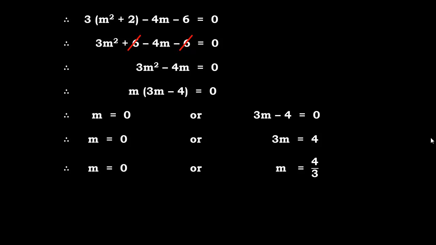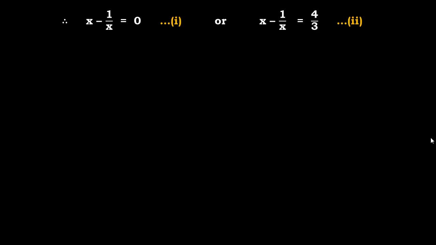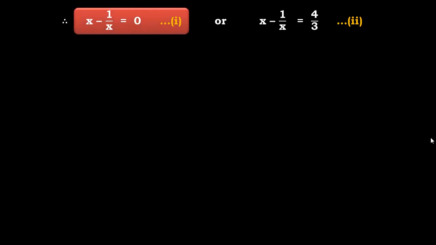See, this is the value of m, but we have to find the value of x. So, resubstituting m is equal to x minus 1 by x, we get, see, x minus 1 upon x is equal to 0, equation number 1, or x minus 1 upon x is equal to 4 upon 3, equation number 2. Now you have to solve the equations. So let's see, to solve equation x minus 1 upon x is equal to 0.